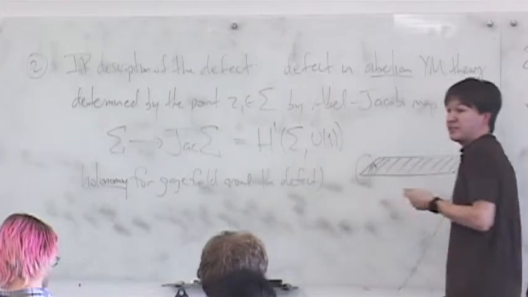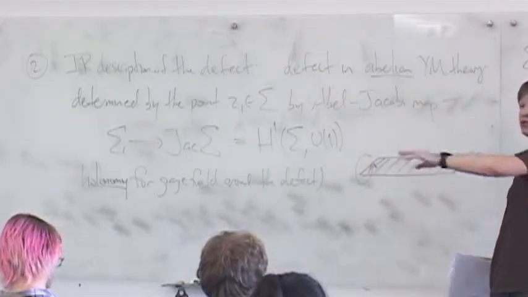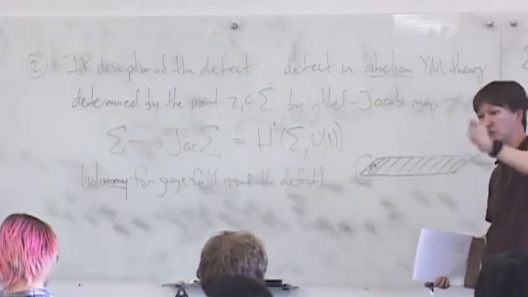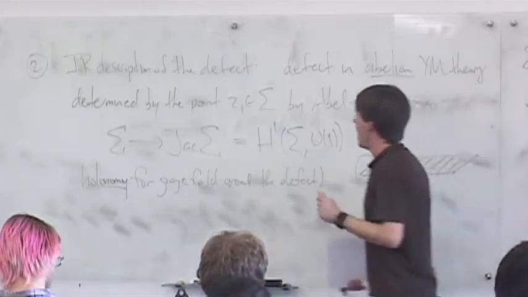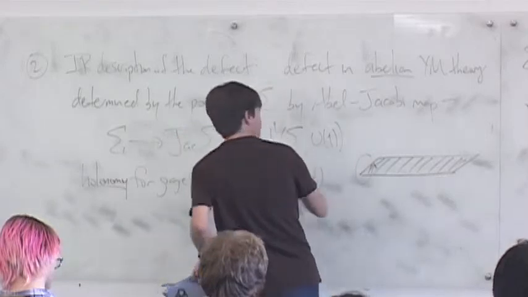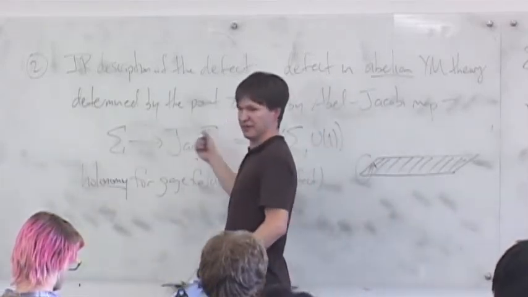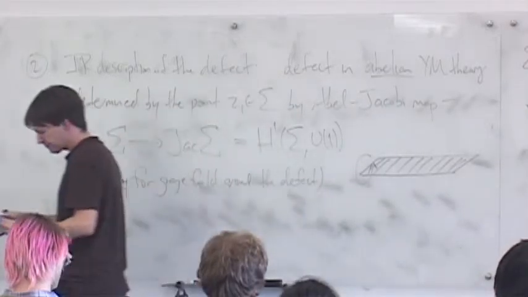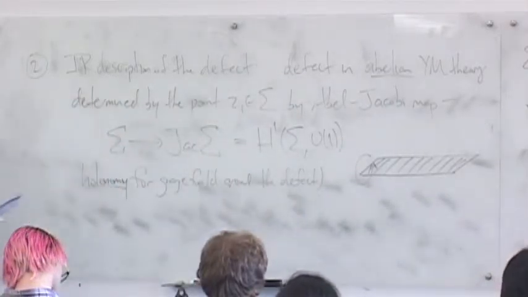So the infrared description of the defect, that's all that it looks like. It just looks like you've got a solenoid sitting in space. It doesn't create any electromagnetic fields. All it creates is a little holonomy. It's a very trivial kind of thing. And how do you know what the holonomies are going to be? They're given by this Abel-Jacobi map. So here's a point of the torus corresponding to every point of the spectral curve. OK, so that's a very simple, tame description.